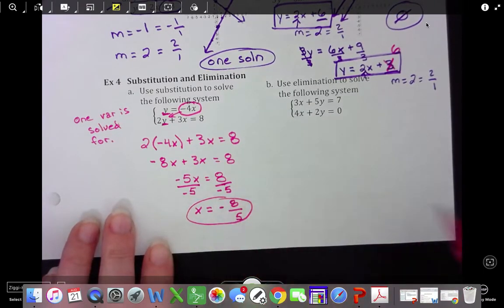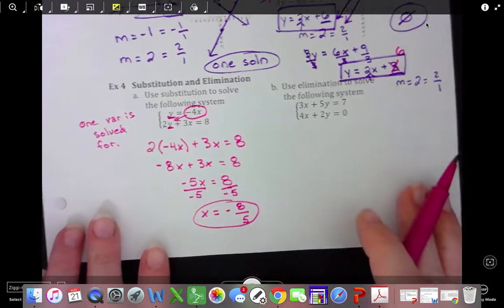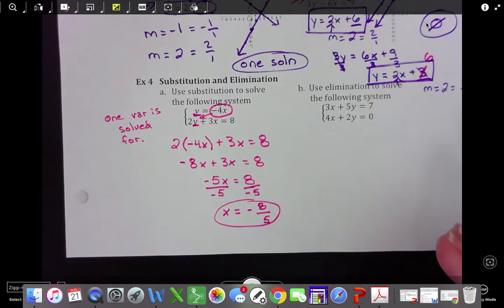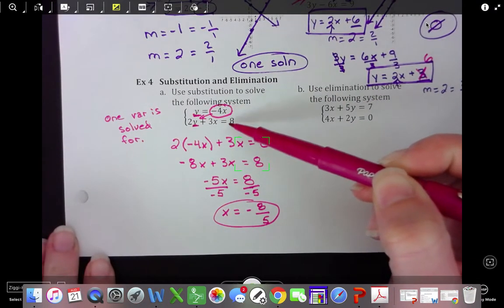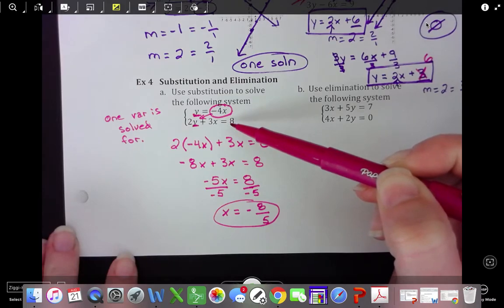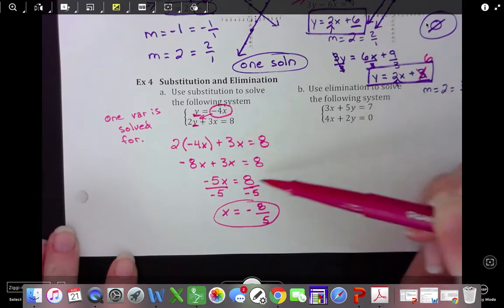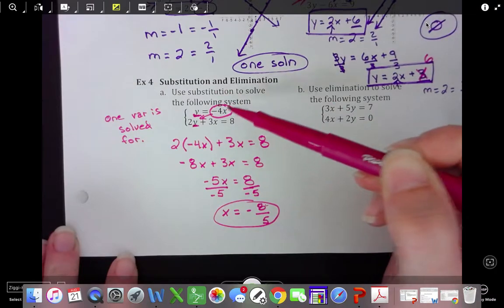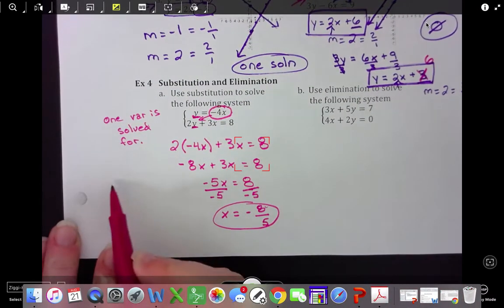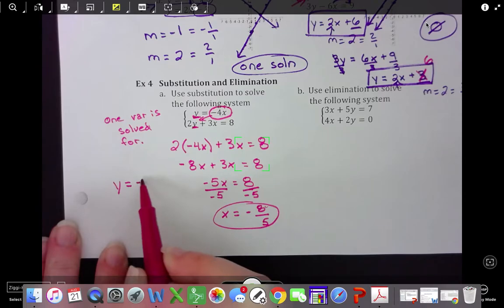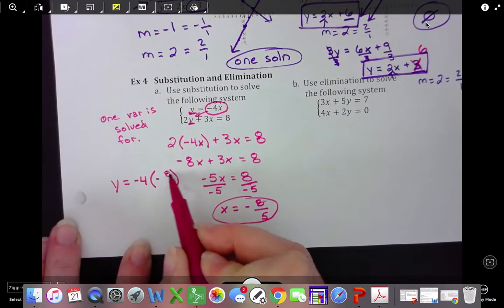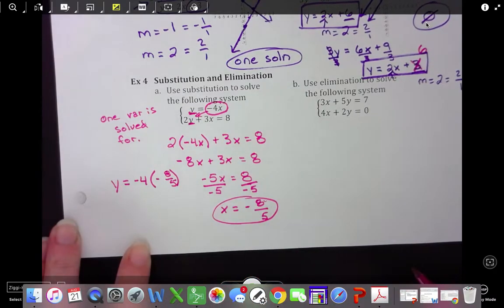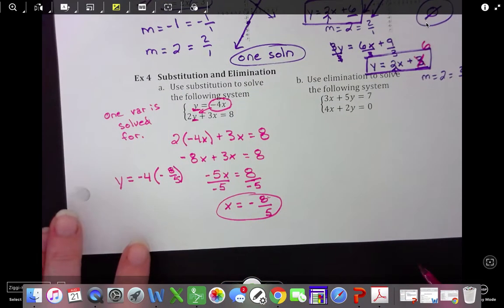I'm going to go ahead and circle that as my answer because I've got a lot of work going on here. Now, I'm not done as soon as I find the x. What I'm going to do next is solve for y. So I'm going to go back up to this top equation. I could plug it into the bottom equation, but that one's a little bit uglier. So I'm going to plug this x into the top equation and solve for y. So if y is equal to negative 4 times whatever x is, and x is negative 8 over 5, I'm going to plug that in, and then I will solve.